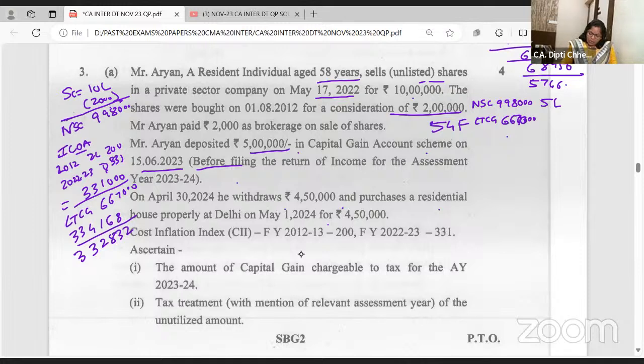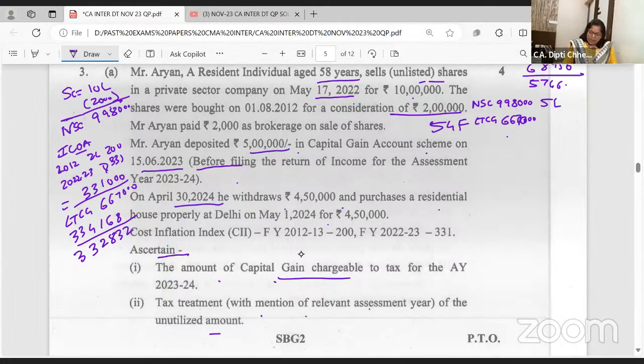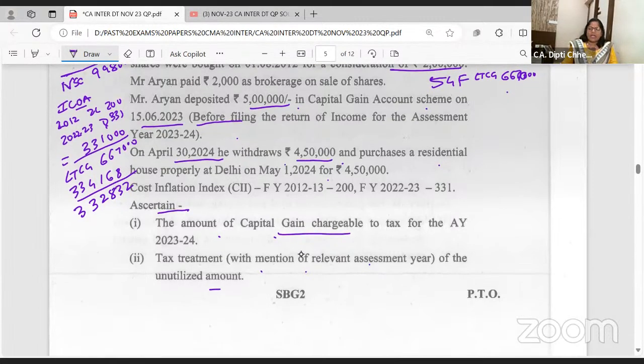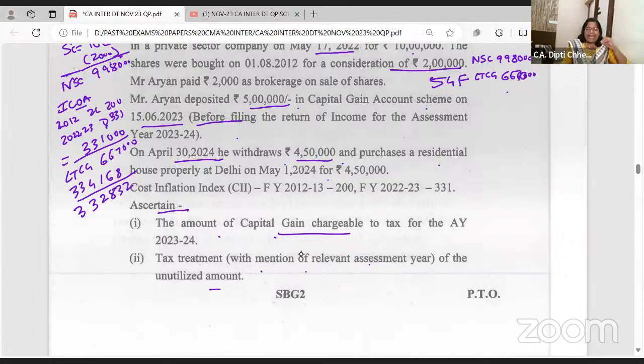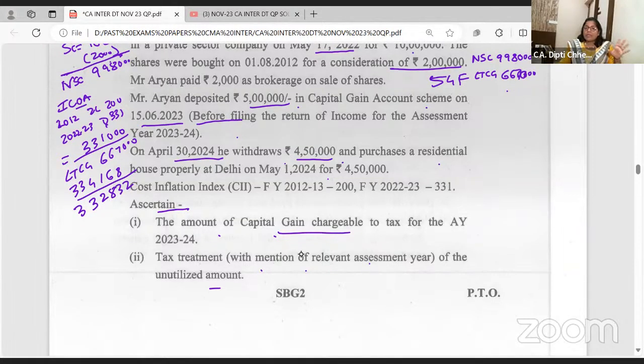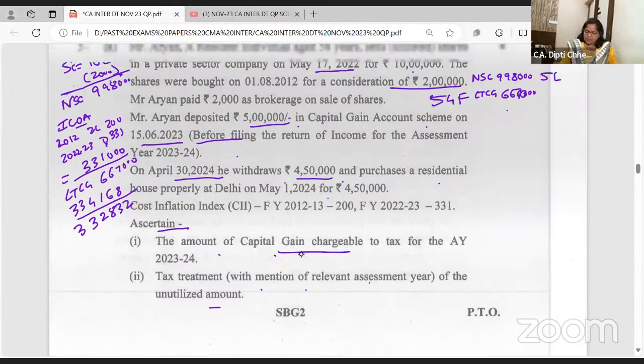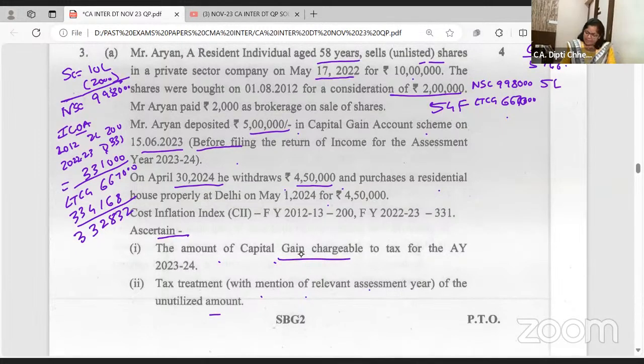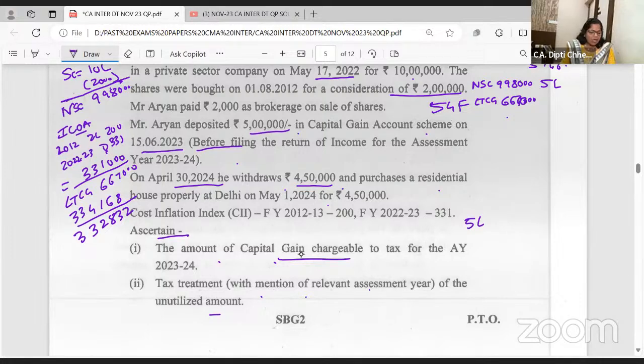Now, what is the amount of capital gain that they have asked, and the tax treatment of the unutilized amount? In April 24, what happened? He has withdrawn 4,50,000 to purchase the house. So 50,000 he claimed as exemption, but he didn't use it, no? So that will become taxable, but not a straight 50,000. Whatever capital gain you have got, in the 5 lakh put in the house CGS, how much capital gain is exempt? 334,168. Are you all with me?